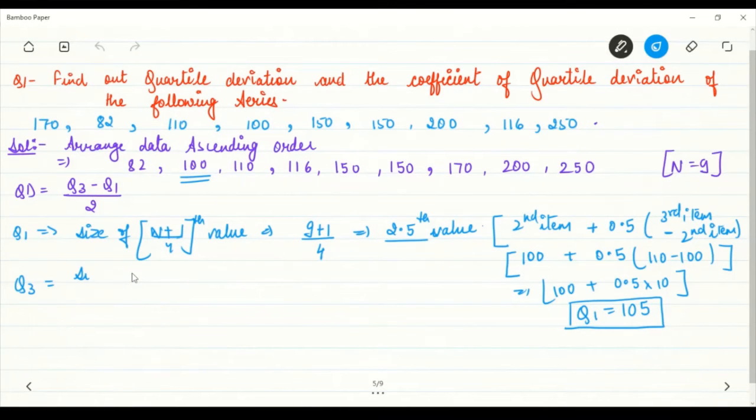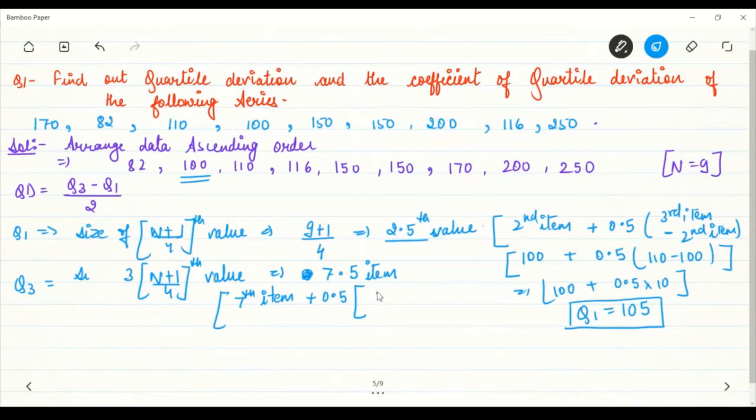So Q3 is the 3 into n plus 1 by 4th value, and the value that we are going to get here is the size of the 7.5th item, which will be calculated as the size of the 7th item plus 0.5 of the 8th item minus the 7th item.